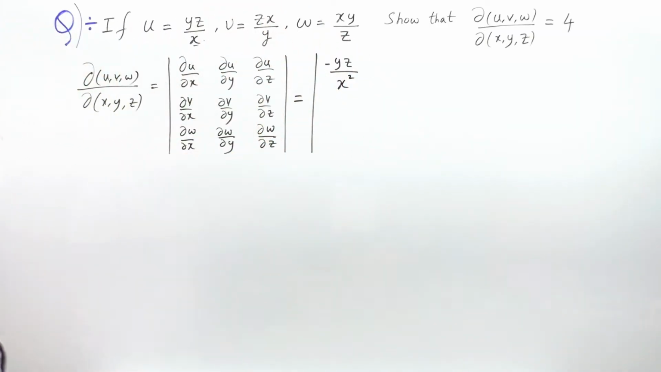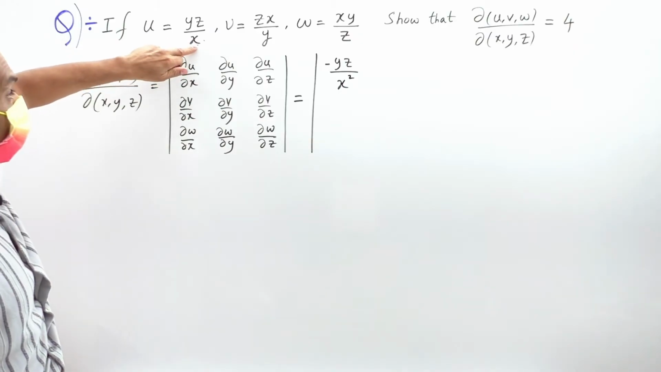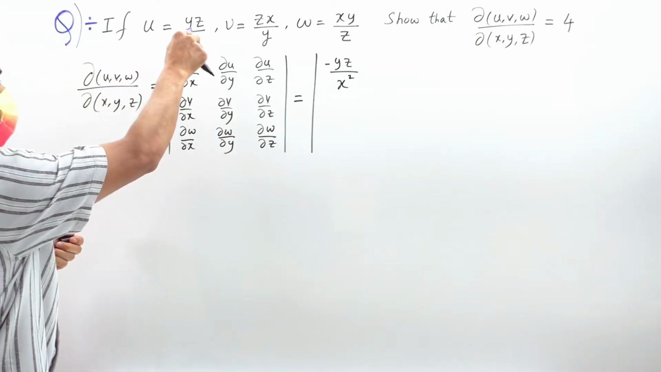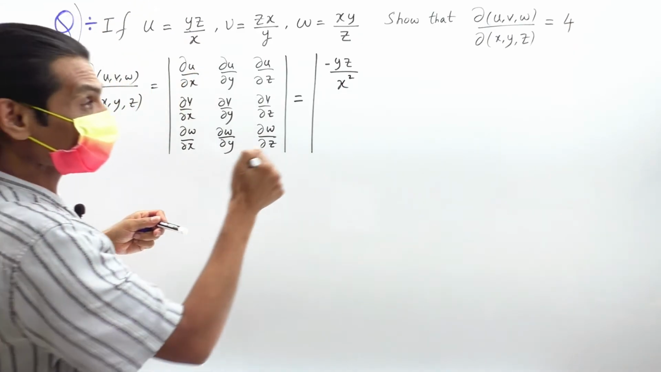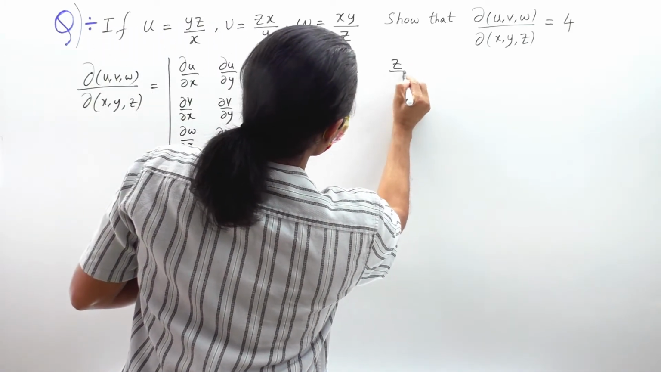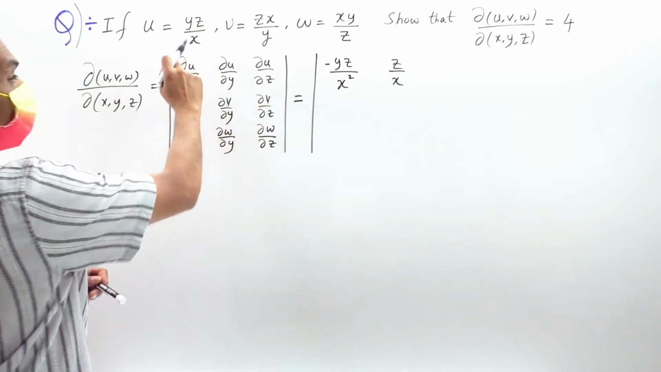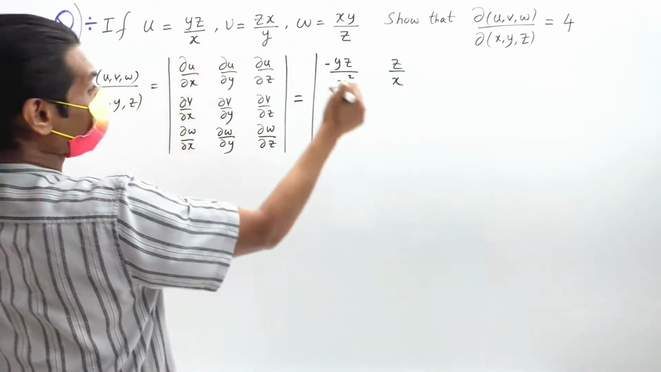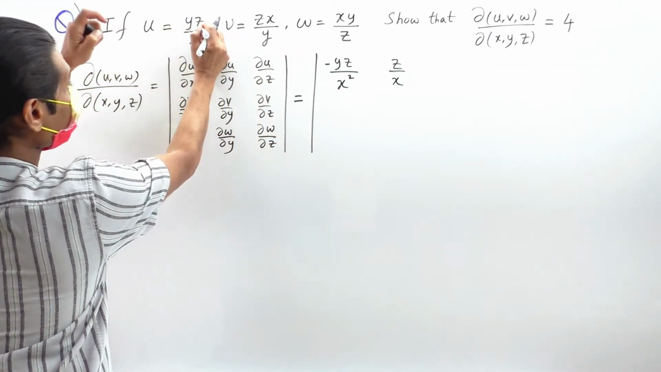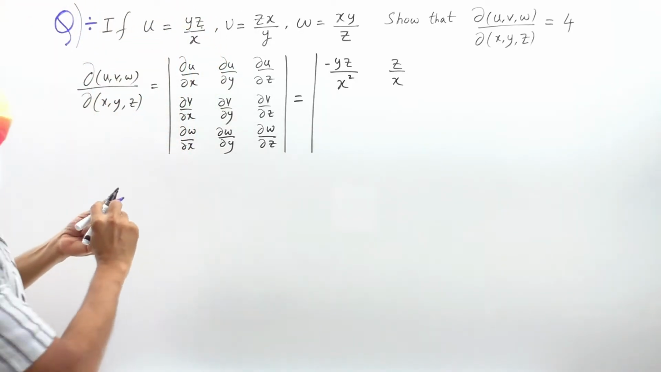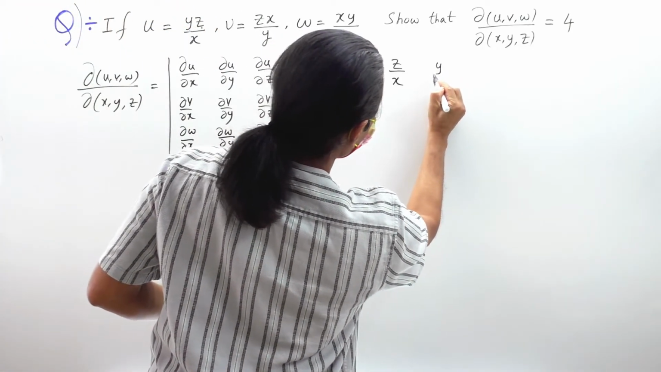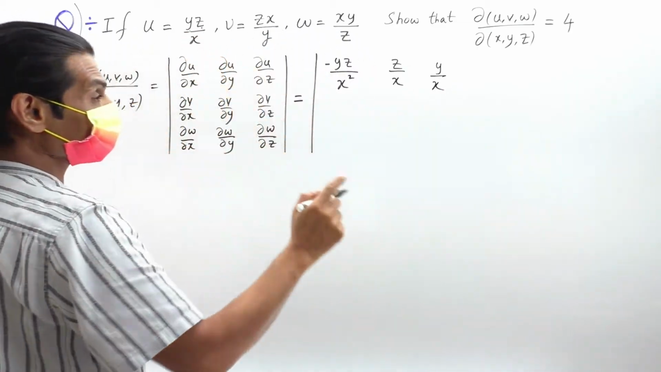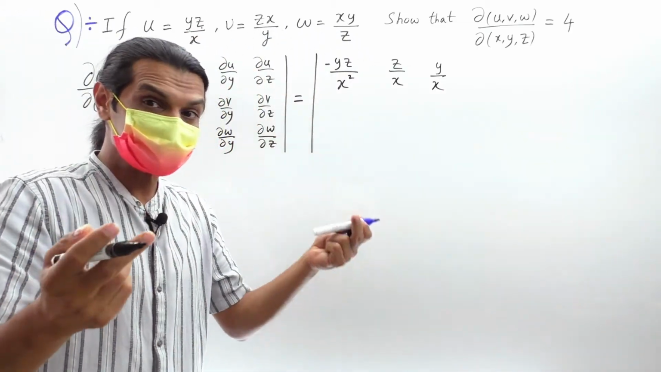That's it. Dou u by dou y, again see here, y stop here. So, in the numerator, z by x as it is, differentiation of y is 1, that's it. Next, dou u by dou z, again here z stop here, z is in the numerator. So, y by x as it is, differentiation of z is 1, that's it.